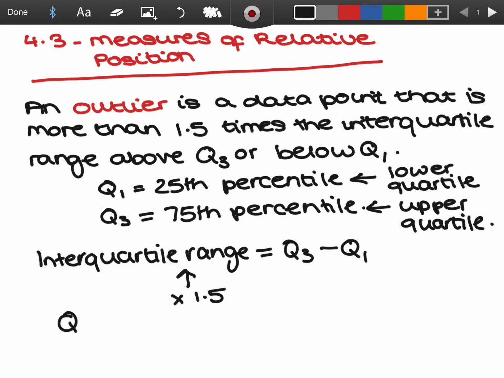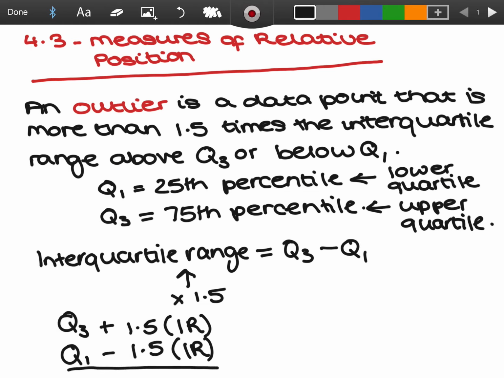Okay? So you're just going to do Q3 plus 1.5 times the interquartile range, and you're going to do Q1 minus 1.5 times the interquartile range. Now, by doing that, this is going to give you a lower bound, Q1 minus 1.5 times the interquartile range. That will give you a low number.